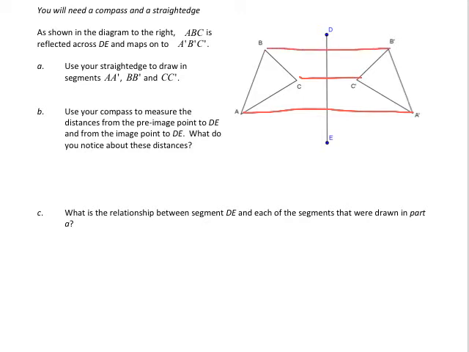Then take your compass and make some measurements. If you measure from A to the line of reflection and A prime to the line of reflection, just looking at that, think about what that relationship might be. Same with C to the line and C prime to the line, B to the line and B prime to the line. If you look at that, you should see that these distances are equal to one another. So they are all equal.